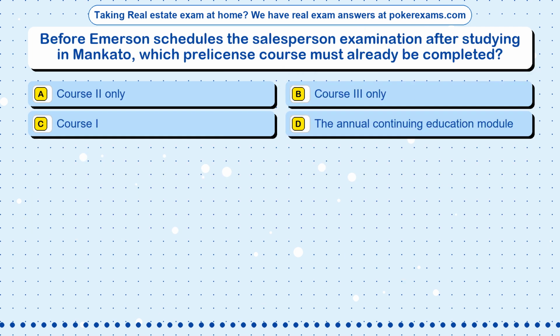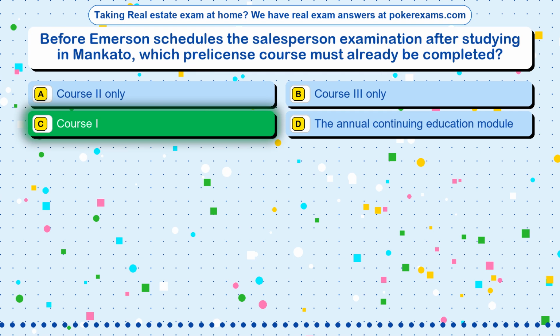Question 83. Before Emerson schedules the salesperson examination after studying in Mankato, which pre-license course must already be completed? Option A, Course 2 only. Option B, Course 3 only. Option C, Course I. Option D, the annual continuing education module.